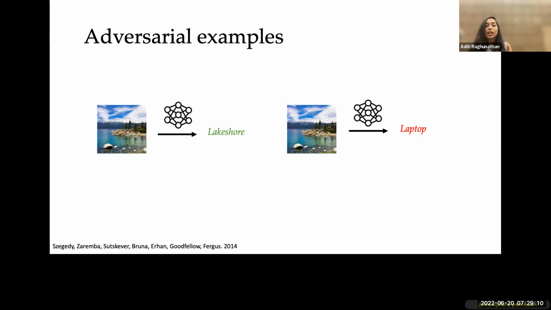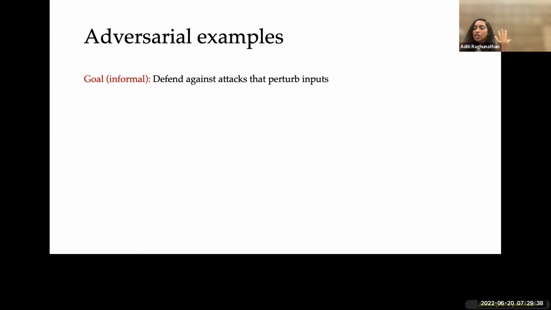This is pretty striking. And again, how do we trust these systems and what do these models learn if something as simple as a few pixel changes can completely change the way the model is perceiving this input? For this reason, this question received a lot of attention within the community. And it's also intellectually very curious because why is this image that looks absolutely the same considered so different by the model? So there's this general goal of trying to defend against such small changes. The informal goal here is we want to defend against attacks that perturb inputs.